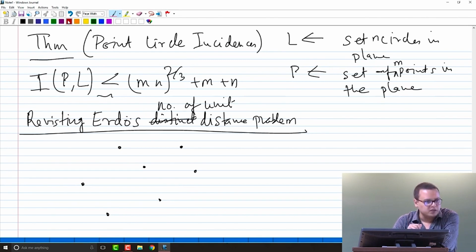So you have a set of points in the plane. What you do is, on each point you draw a circle of radius 1.